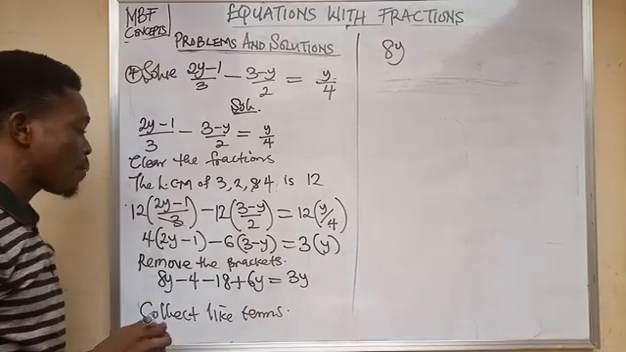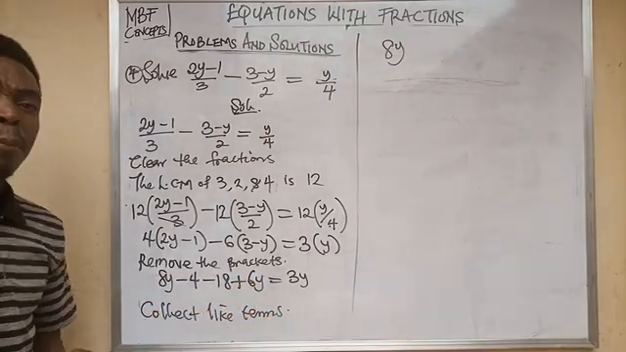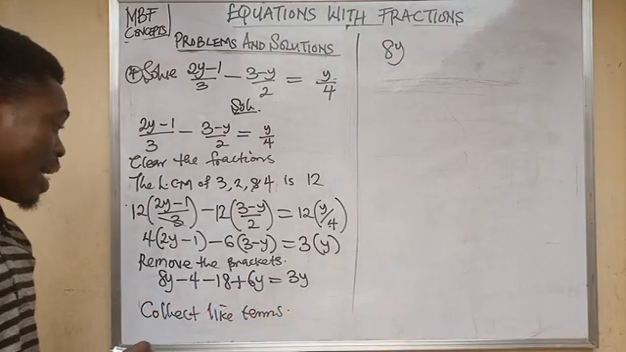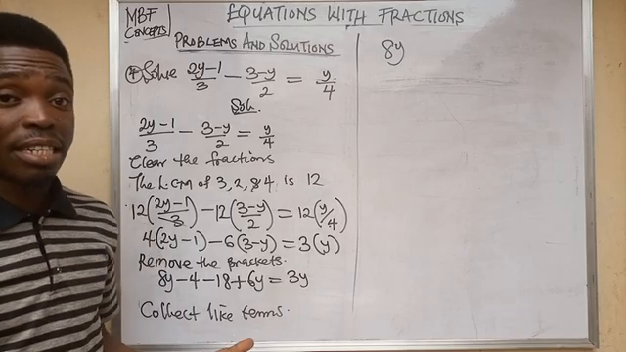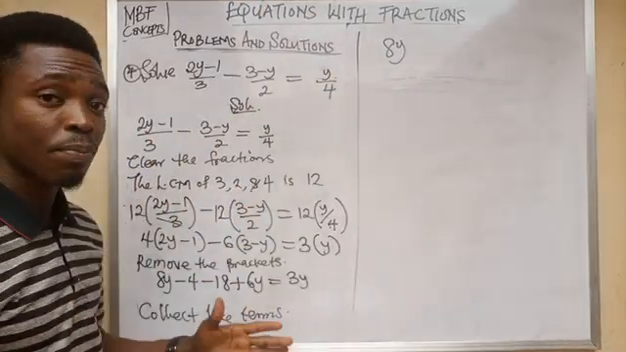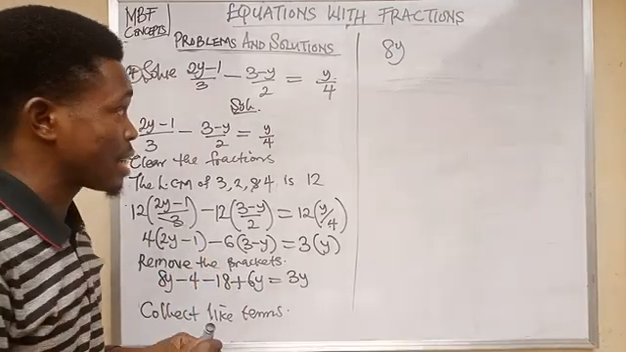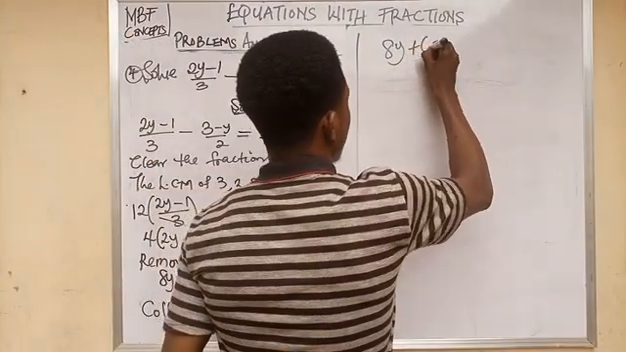Then the next variable that we have is plus 6y, and the plus 6y is still at the left hand side. That means we are not going to change the sign because it's not crossing from right to left. It's still at the same left hand side. Then we have plus 6y.